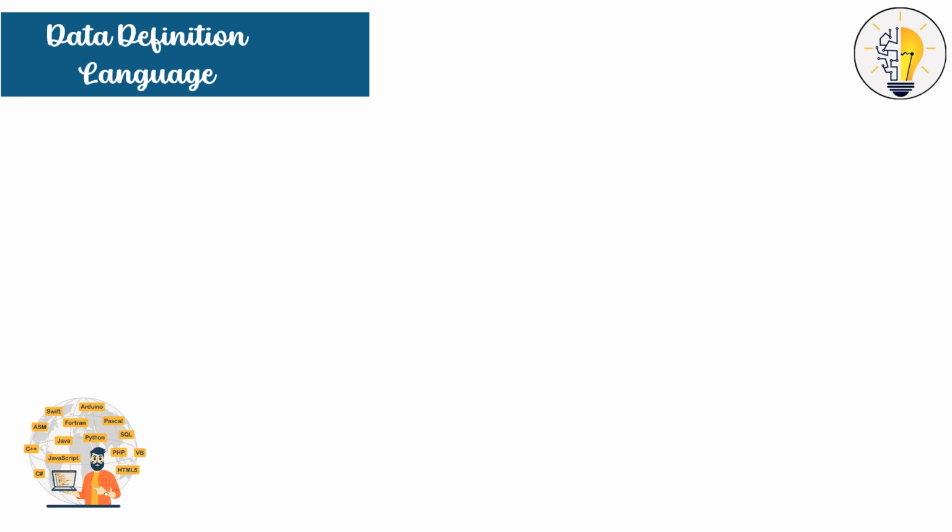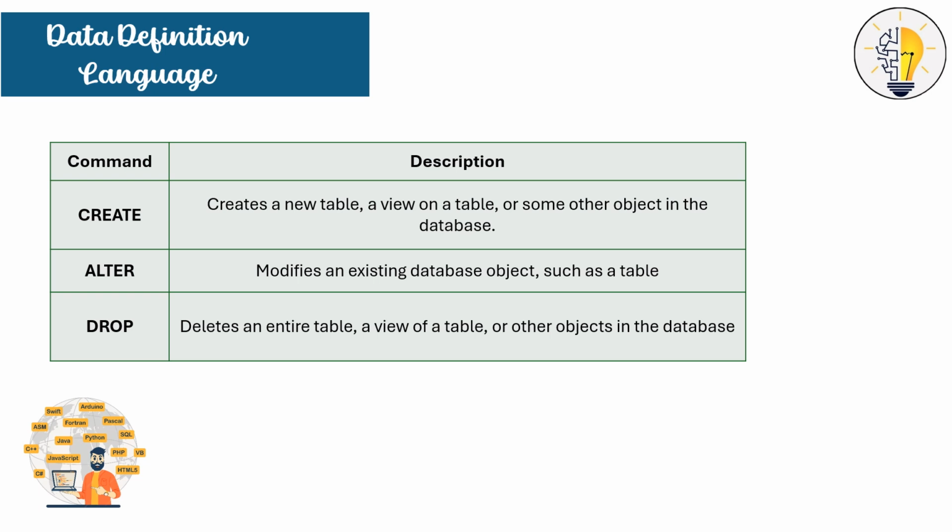Data definition language. What is DDL? In short form, we call it DDL. So here you can see some commands and description. These commands are used to define the structure of the database objects, either by creating, altering or dropping the database objects. So based on the needs of an engineer or for an application, the database is either created or modified using your data definition language.